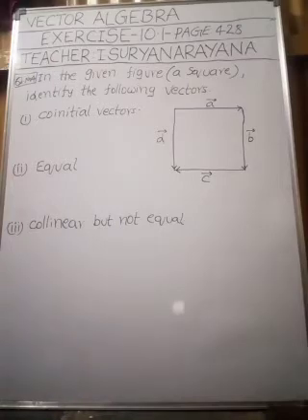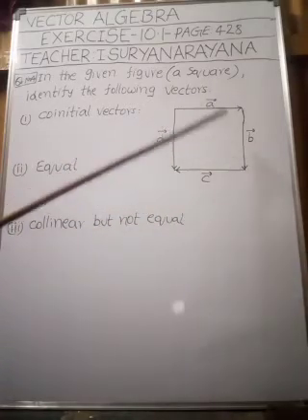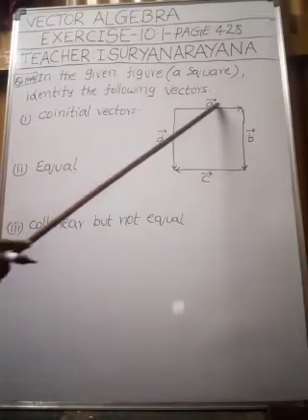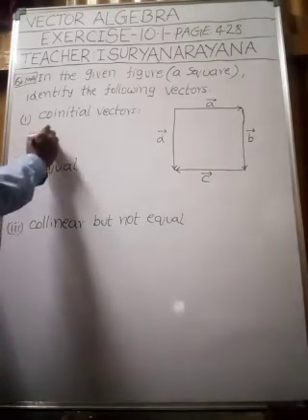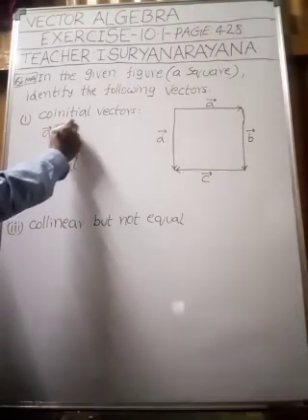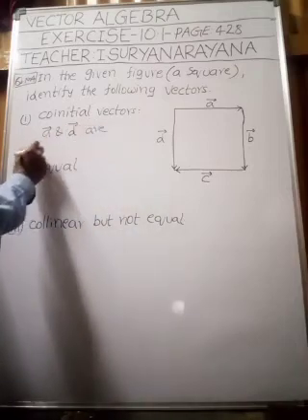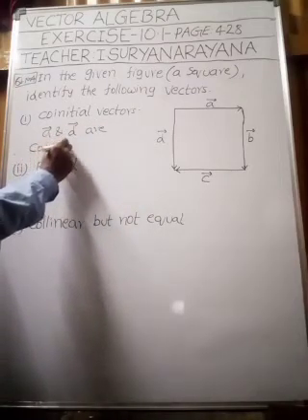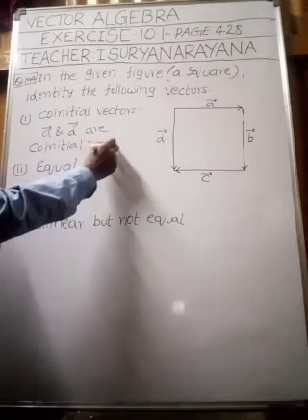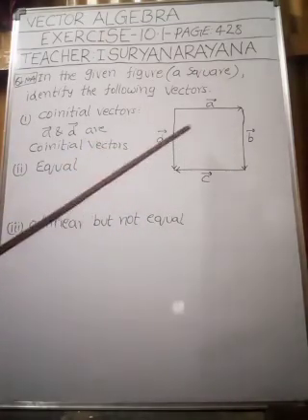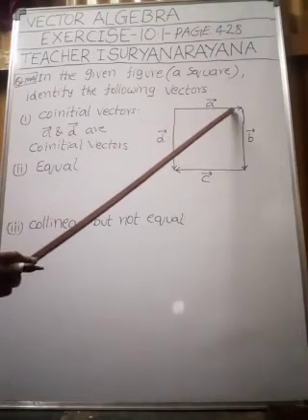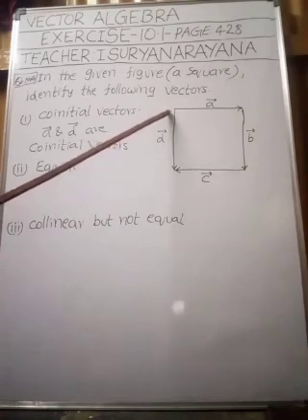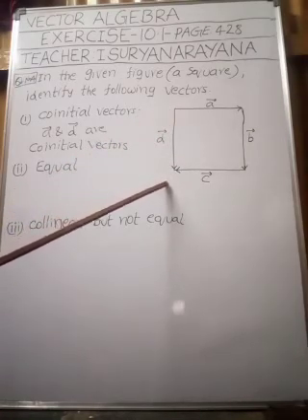Now come to the co-initial vectors. Which vectors have the same initial point? Observe this diagram, my children. A bar and d bar. Yes or no, my children? A bar and d bar are co-initial because these two vectors have the same initial point. From this point, this vector is directed like this, and this vector is directed like this. Understood this point, my children?